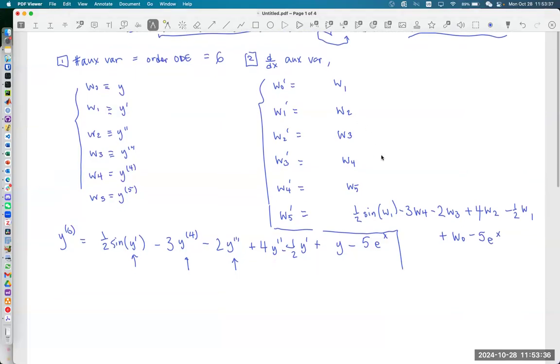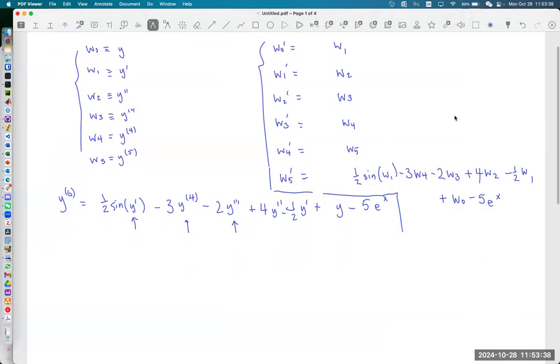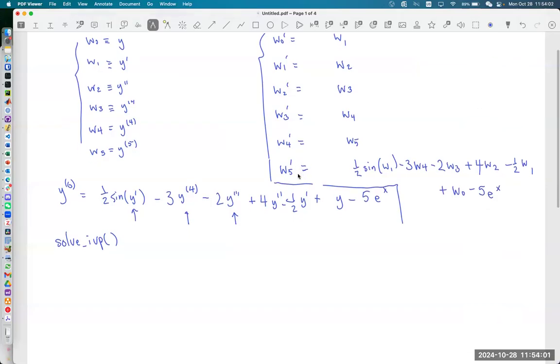And if I ask you, how do we write this in Python if I want to put it into solve IVP? How do you write this as a system of ODEs? How do we do that? For each of these, we define a lambda function, and then we finally assemble an ODE lambda function.